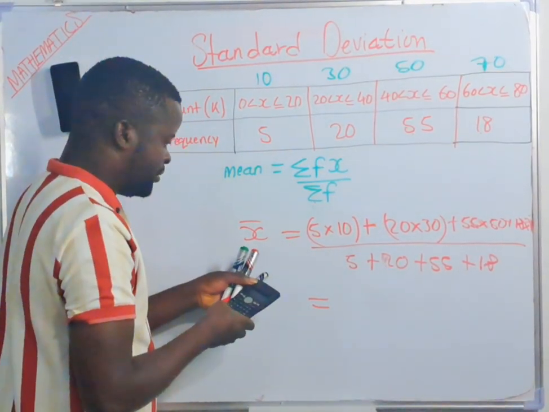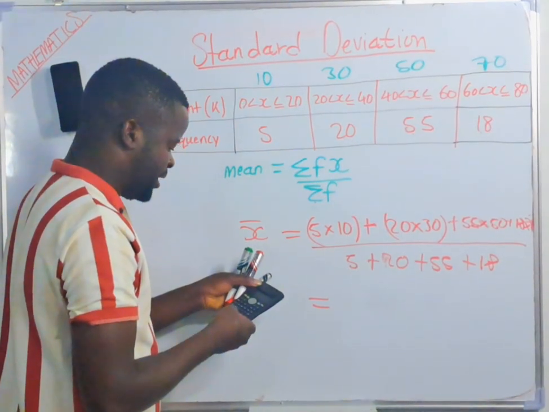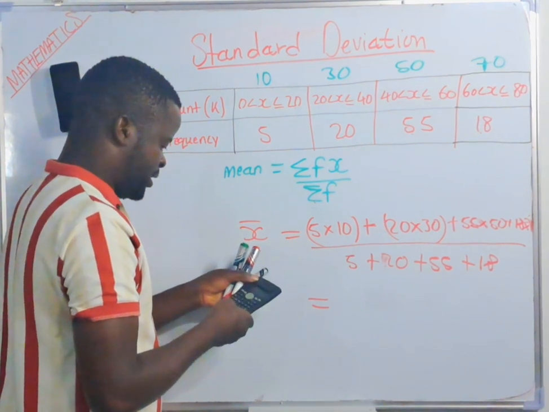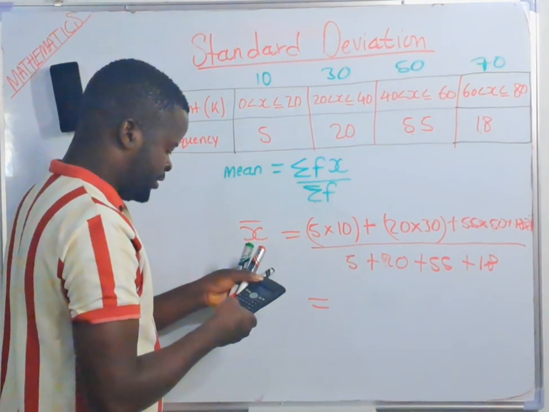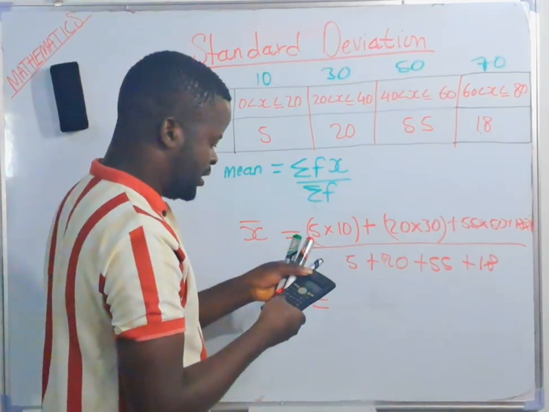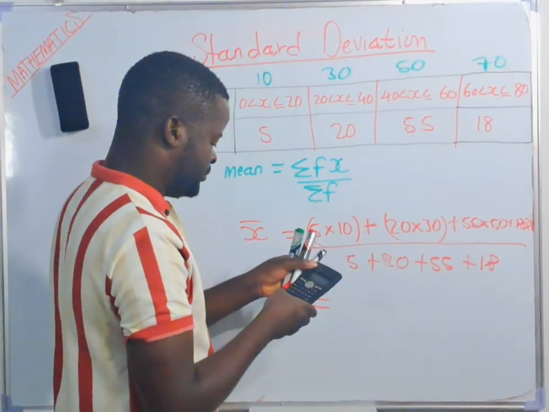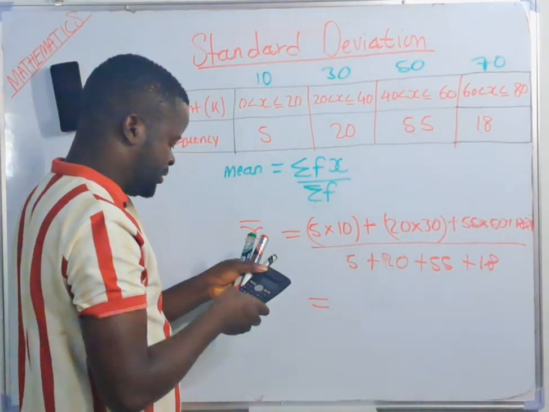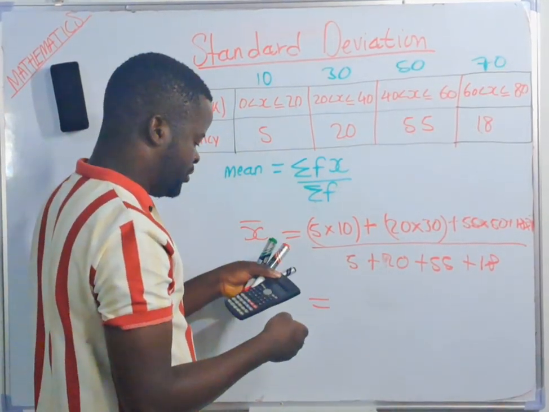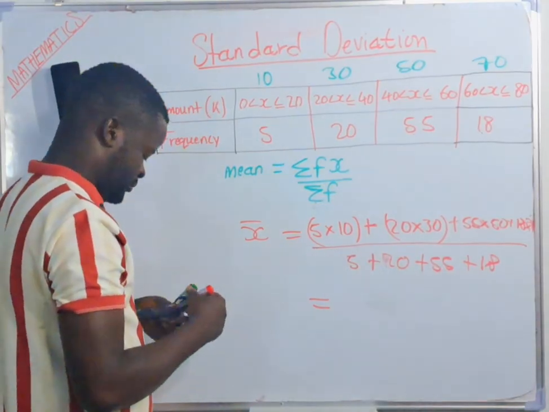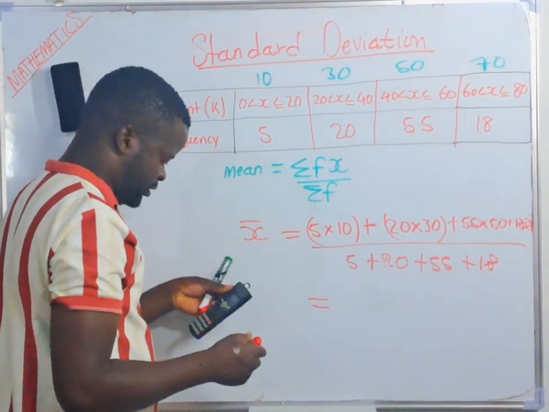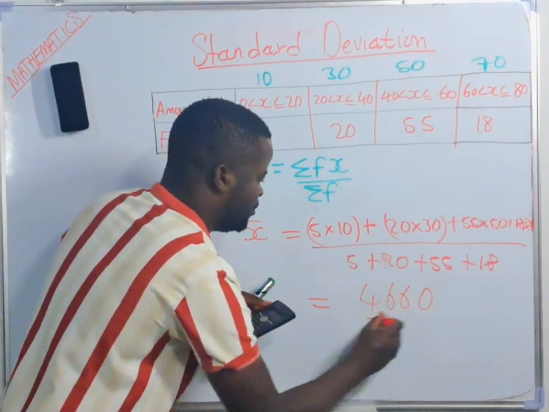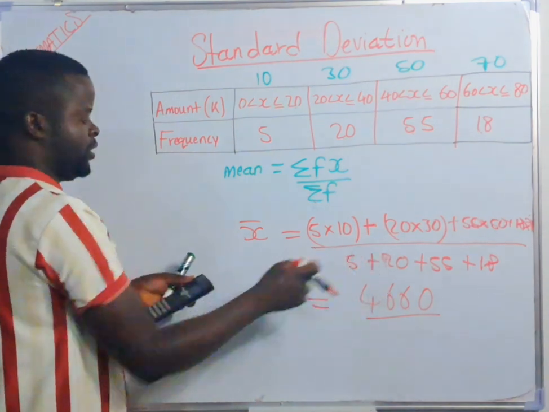We have 5 times 10, plus 20 times 30, plus 55 times 50. Then plus 18, so the last term is 18 times 70. Okay, this is just an example. So what we are getting on top is 4660, over the sum of frequency.